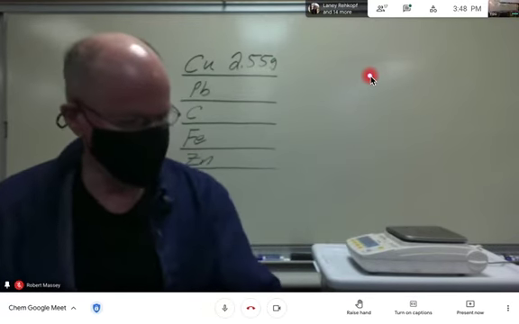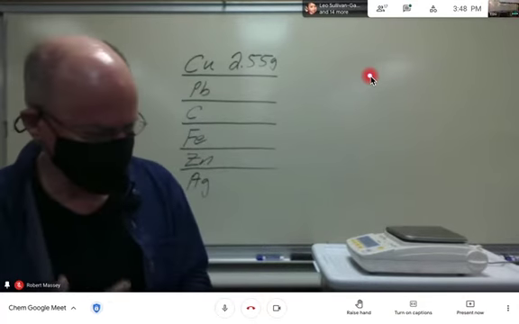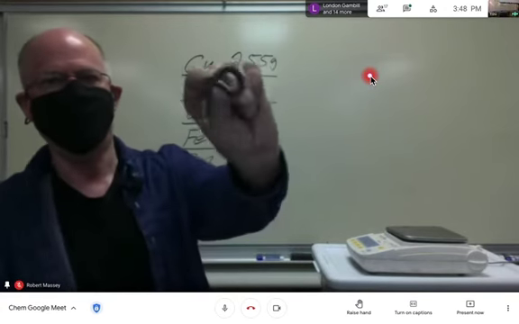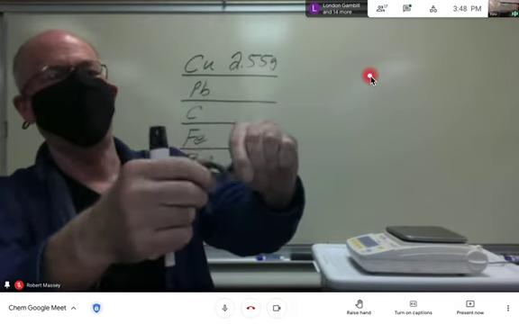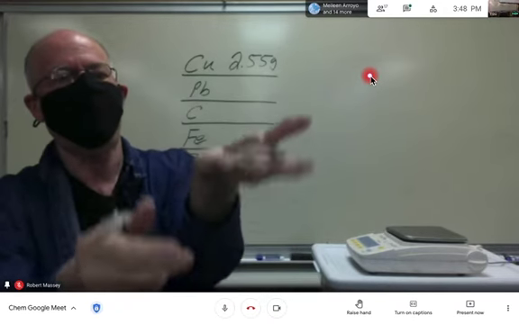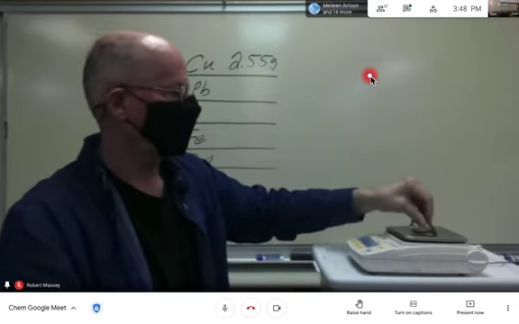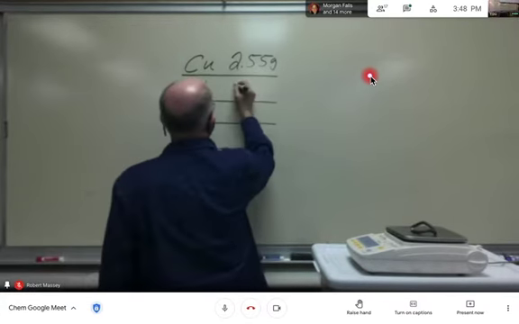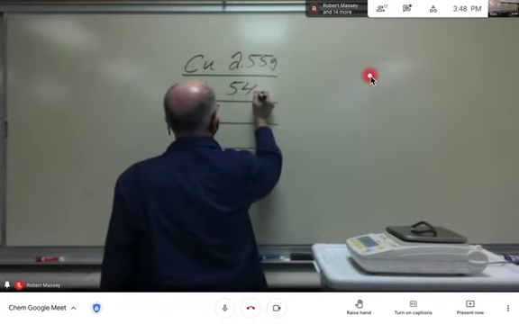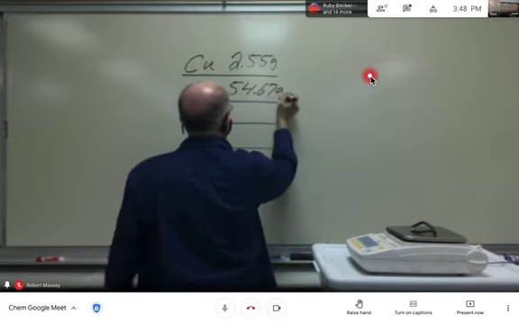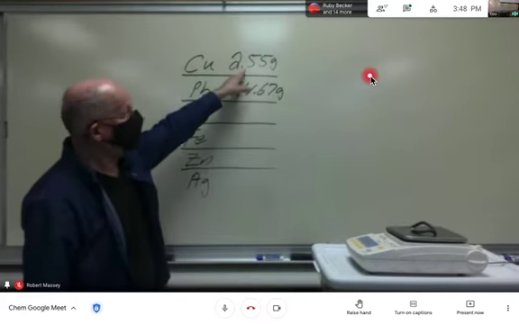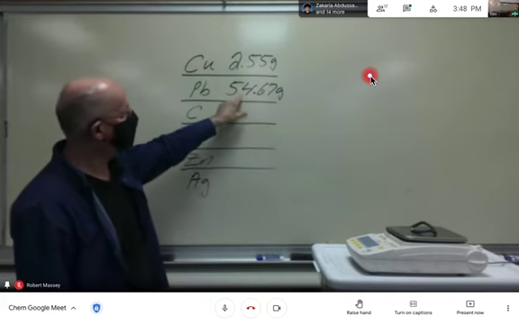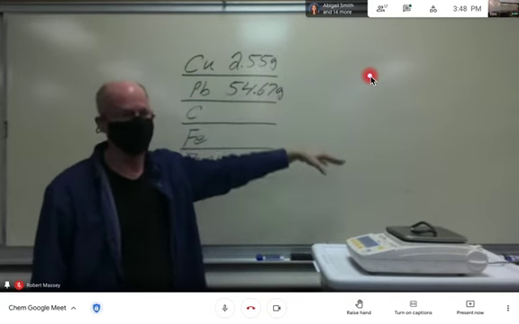Okay, the next one, so I'm just going to give you all the masses right now, so make sure you copy this down. The next one is lead, and it's just a piece of lead. It's a very dense metal. It's quite heavy. This is heavier than you might think. This is 54.67 grams. Now note that the copper has 3 significant figures, and so your answer needs to have 3 significant figures. But lead has 4 significant figures, so your answer would have 4 significant figures. So pay attention to that.